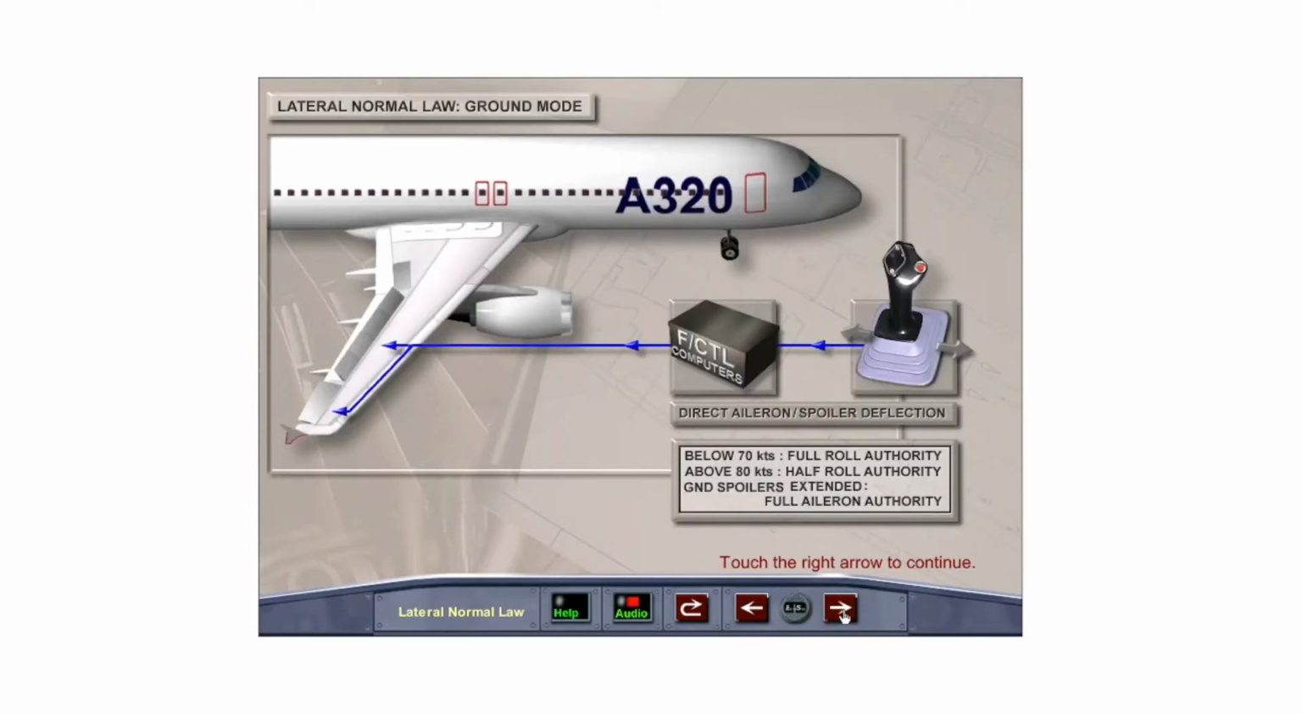In lateral ground mode, as with pitch ground mode, the side stick demands aileron and spoiler deflection directly proportional to side stick inputs. Up to 70 knots, full aileron spoiler deflection is available in order to perform the pre-takeoff control check. Above 80 knots, only half roll authority is available to prevent over-controlling and to allow a smooth transition from ground to flight mode. During a rejected takeoff or on landing, full aileron authority is restored when the ground spoilers extend.